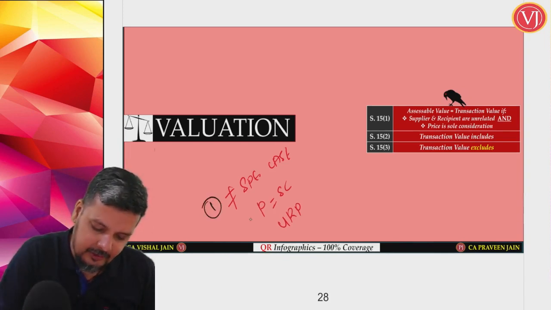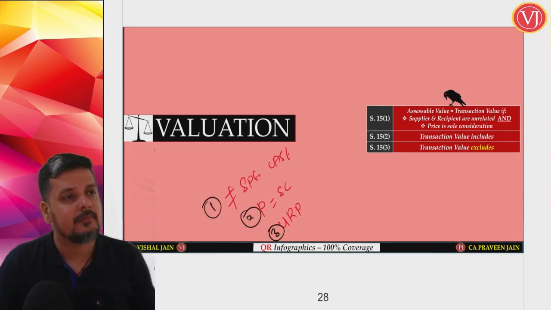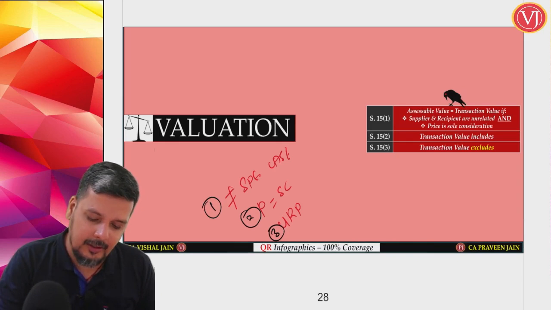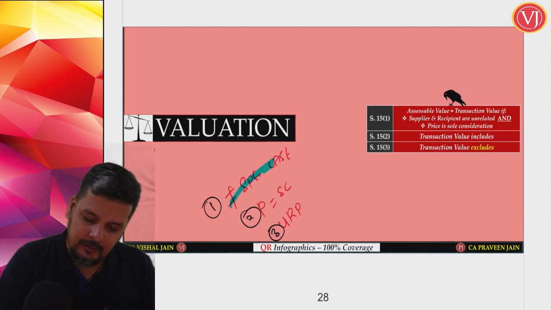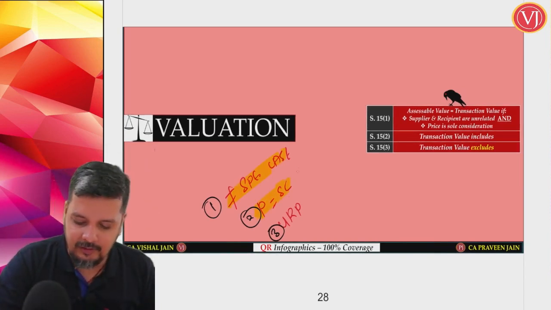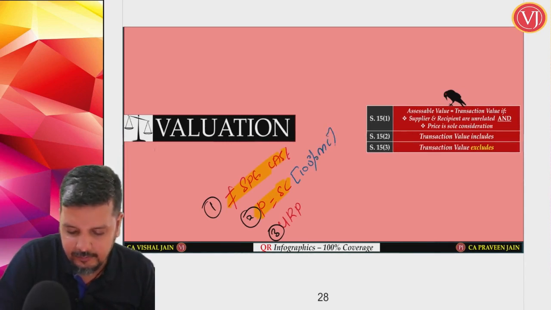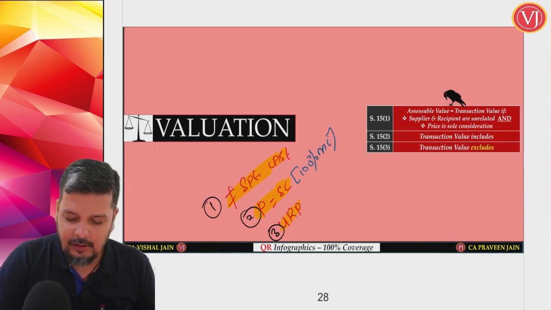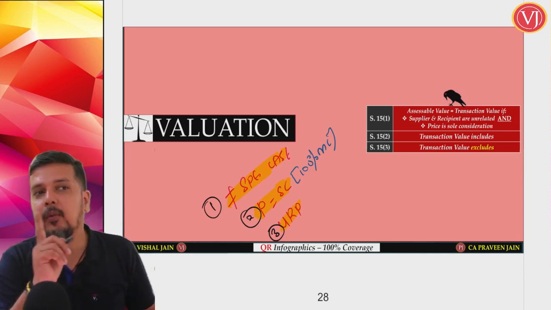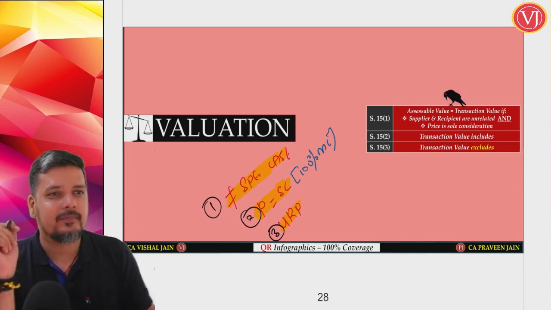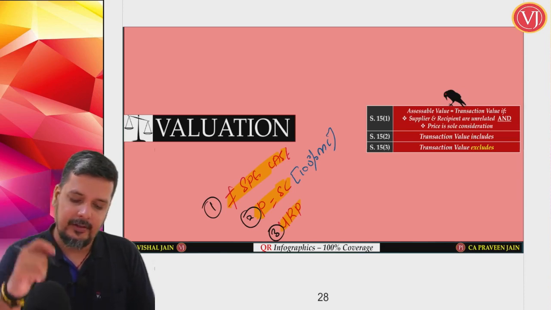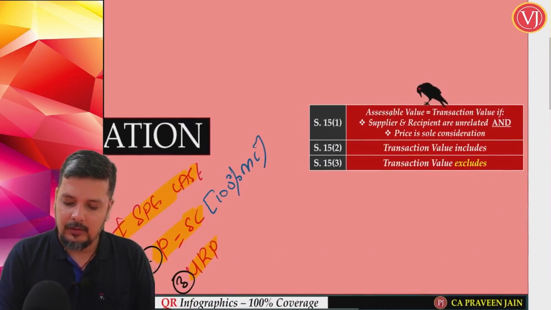If all these three conditions are satisfied, then you go with normal valuation. It should not be a special case, plus price should be the sole consideration. What does it mean by price should be sole consideration? It means 100% monetary consideration. And it should be an unrelated party transaction. The transaction should be between two parties who are not related. If they are related, doubt will come. If all these three are satisfied, then your assessable value will be equal to transaction value.